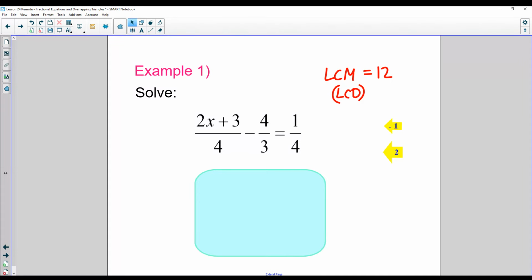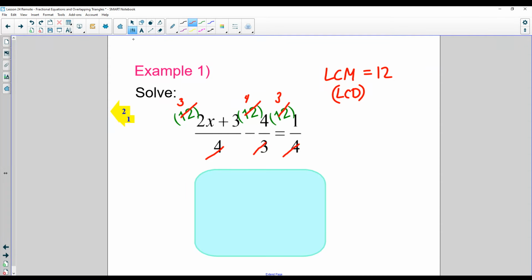And so what we're going to do is multiply every single numerator by the same number, which is that LCD. And why do we want to do that? Well, we want our denominators to go away. So we want every denominator to be a factor in the LCM so that we have cancellation. So we see in that first term, the 4 goes into the 12 3 times. Second term, the 3 in the denominator goes into the 12 4 times. And on the right side, the 4 in the denominator goes into the LCM 3 times. So we have cancellation. Well, what happened to all our denominators? They are now gone.